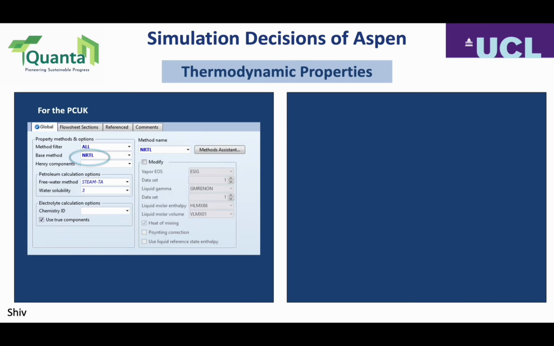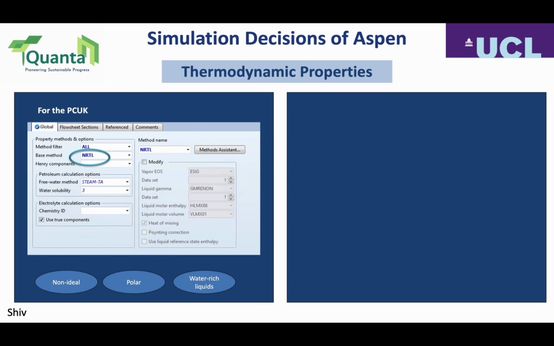For the PCUK process, we decided to use NRTL for the base method because it is designed for non-ideal liquid mixtures, where the behavior of each component depends strongly on the local surroundings, which the model captures through its local liquid structure approach rather than assuming random mixing. This makes it well suited to the PCUK process, as it can represent uneven molecular interactions found in water-rich and highly polar mixtures, giving stable and realistic liquid phase predictions throughout the simulation.